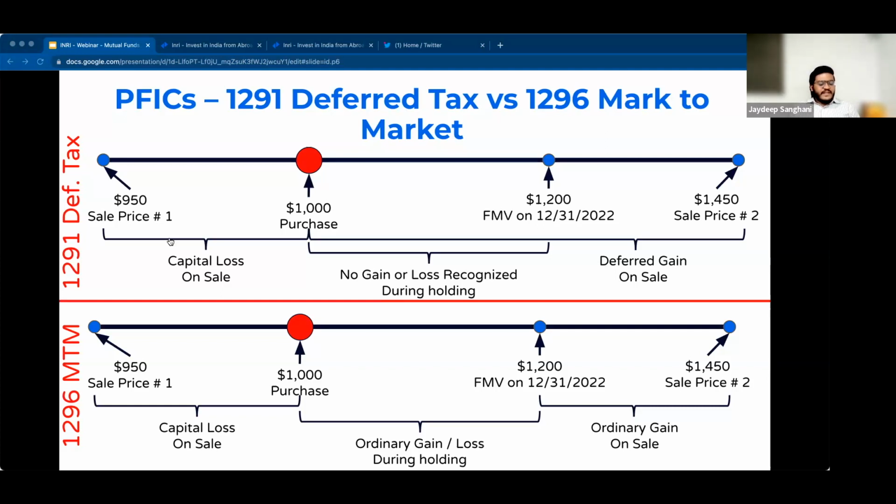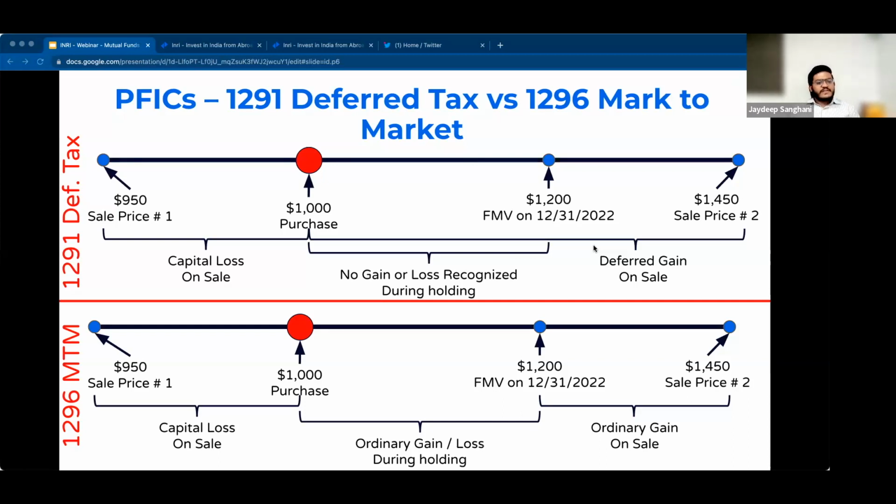For the 1296 election, 1296 is a mark-to-market election. So you pay taxes every year based on the price as on 12/31 of all the years. Now, if you have a gain in this situation, in the example, $1,000 is your purchase price. If the fair market value is $1,200, you obviously have a gain of $200, and that is reported in your tax return. Now, if the fair market value is anywhere above 1,000, gains or losses are allowed, and those are ordinary gains or losses.